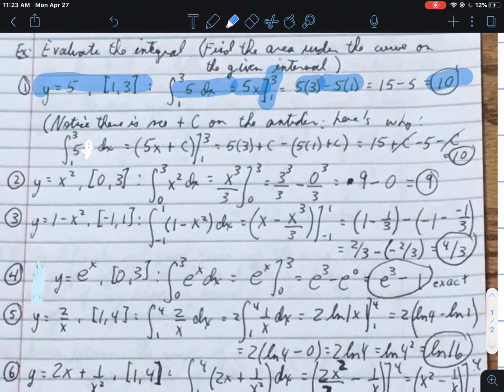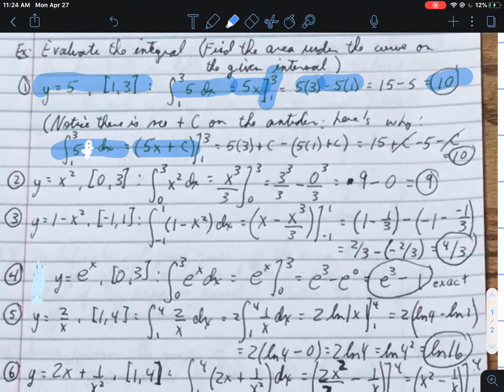Now again, notice there's no plus c when I did the antiderivative. Why do I not need the plus c? Why don't I put that as we did before? Well, let's look at what happens if we do. So here's the same integral. Here's our integral from 1 to 3 of 5 dx. If I included the plus c when I did my antiderivative, so it's 5x plus c, and it's still evaluated from 1 to 3, because I'm on the integral from 1 to 3.